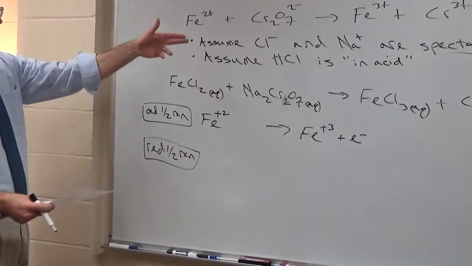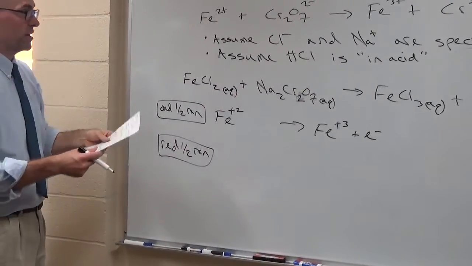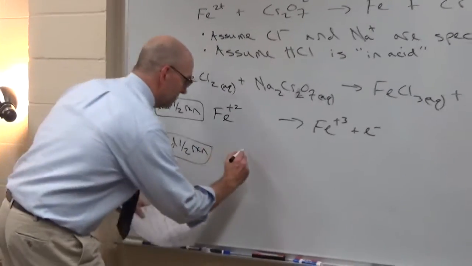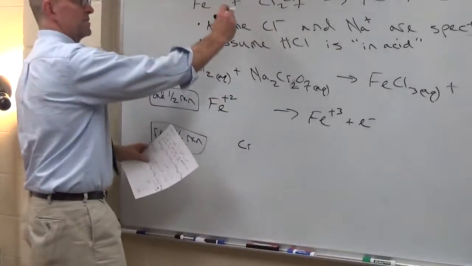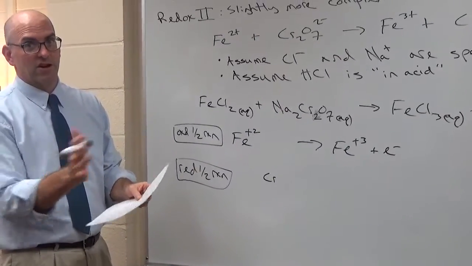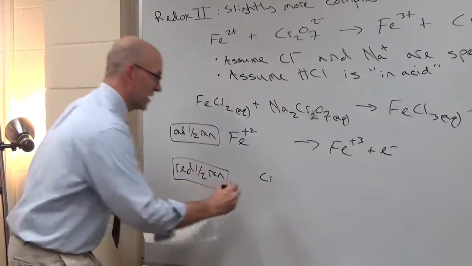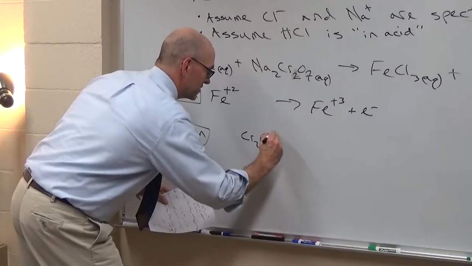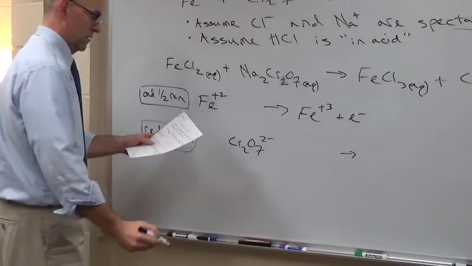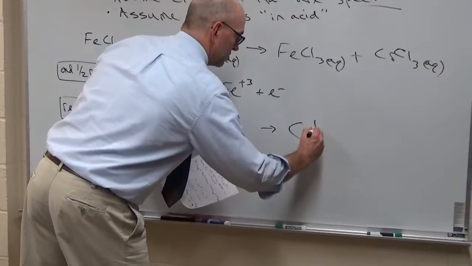So the other one, the dichromate into chromium plus 3, must be your reduction. It has to be. All right, well, let's do that one. You'll see this particular reduction half reaction 5 or 6 times in this class. So hopefully you see this and you can just do it automatically. Cr2O7 2 minus, leave a little space, chromium plus 3.